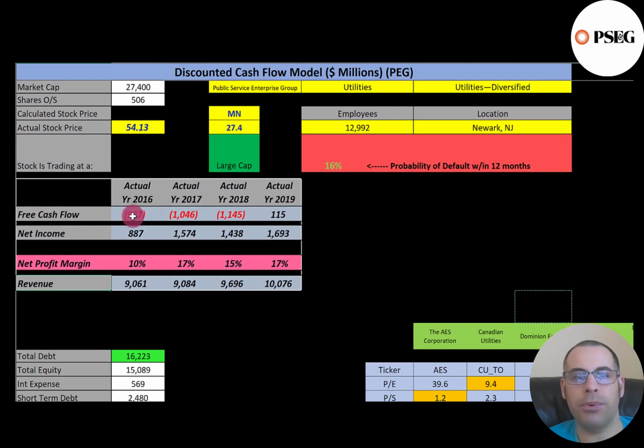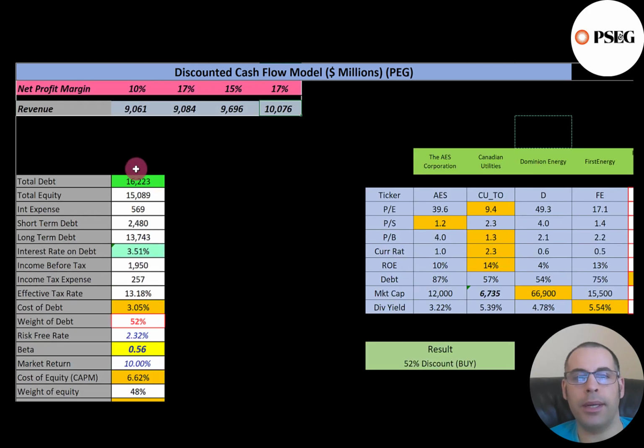Free cash flow looks pretty bad. It's negative in 3 of the 4 years. But net income looks okay. It's positive and growing. So the company is leaking a lot of cash. Revenue looks pretty good. It's growing each year. And they have $16 billion of debt.